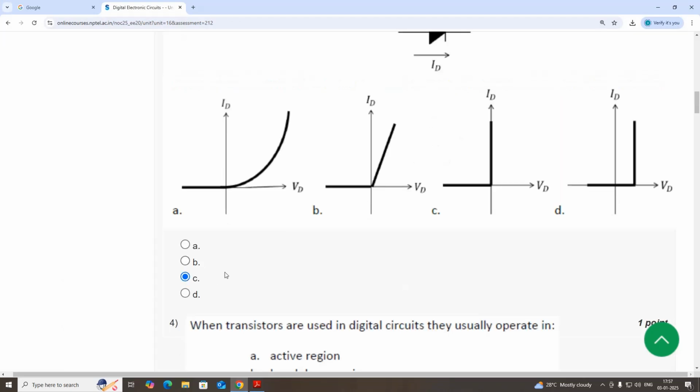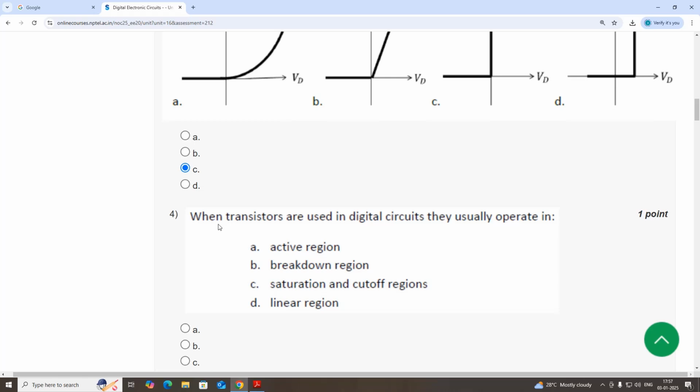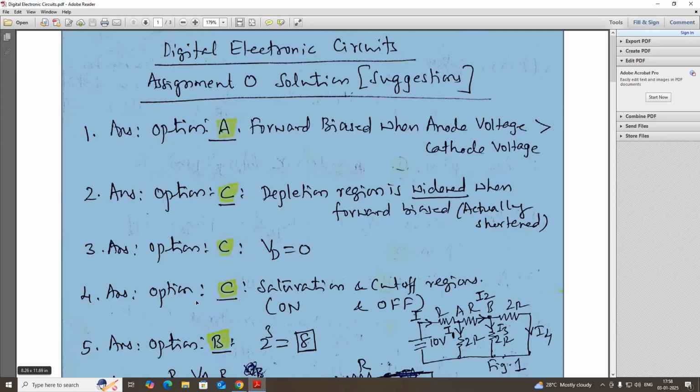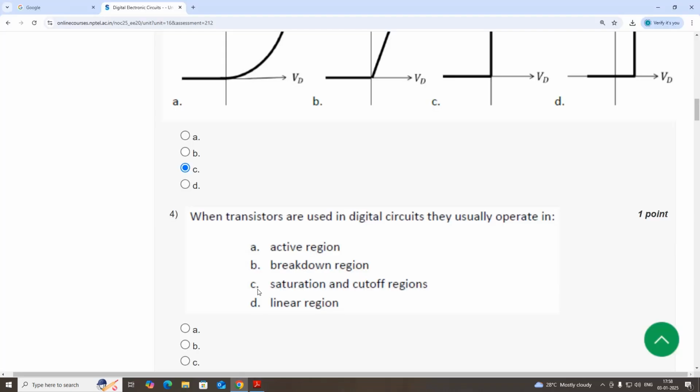Option C. Fourth one, when transistors are used in digital circuits, they usually operate in. Fourth option is also C. Saturation means on condition, conducting. Cutoff means off condition, not conducting. So, option C. Option C is saturation and cutoff regions.